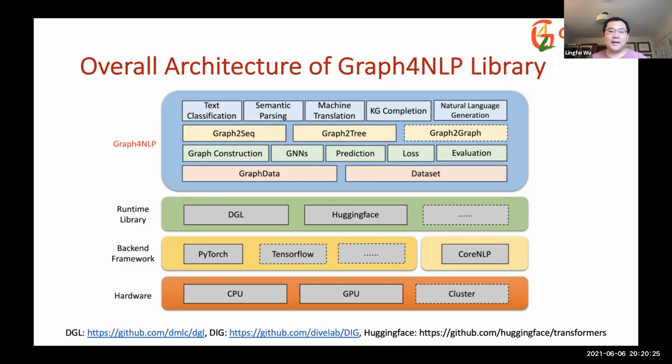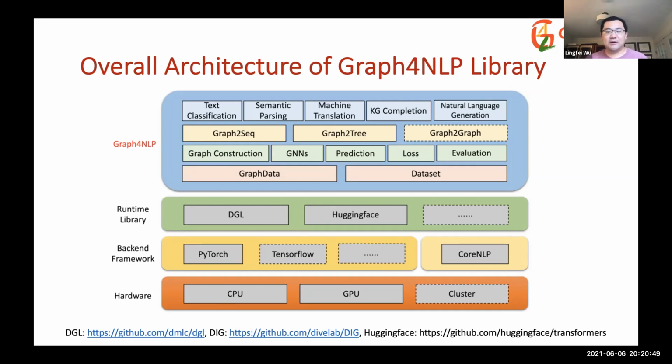They all have their own advantages and disadvantages. The reason we choose DGL is that it is very actively maintained and has a lot of new development, especially support for large-scale computation through multi-GPU, multi-node computation. That's the only reason we chose DGL as our runtime library.